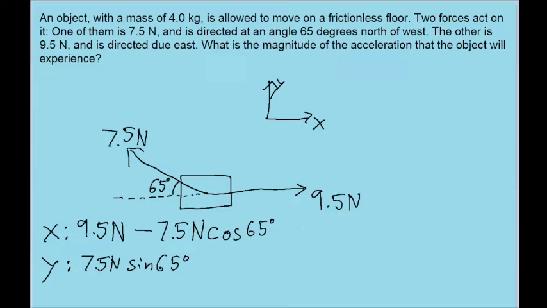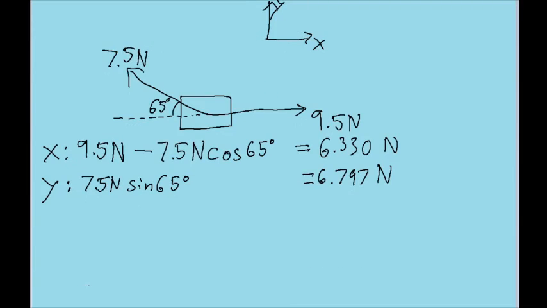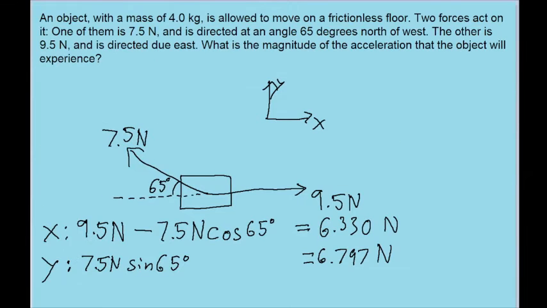Now I'm going to plug these into my calculator to get some numerical values for the components. And for the x component, we get about 6.330 newtons. And for the y component, we get about 6.797 newtons. So now we've got some numerical values for the force in the horizontal and vertical direction.